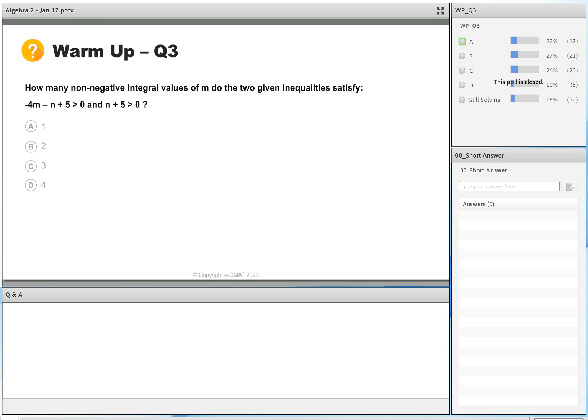Now, very interesting. I see almost a similar set of people marking choices A, B, and C. I also have 8 people who have marked choice D for this question. Now, what is the question telling me? How many non-negative integral values of m? So we need to find out the values of m.